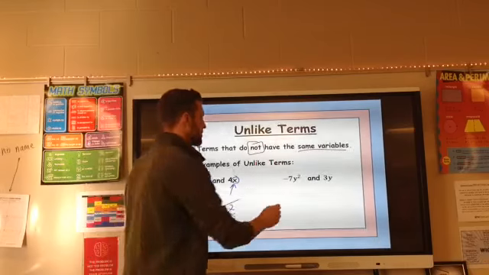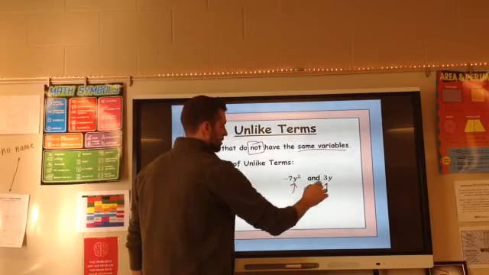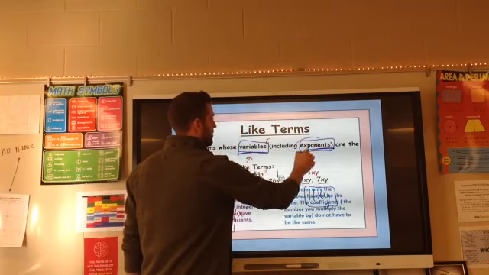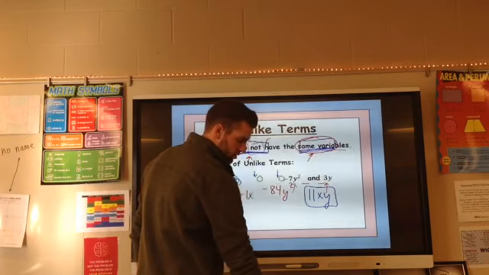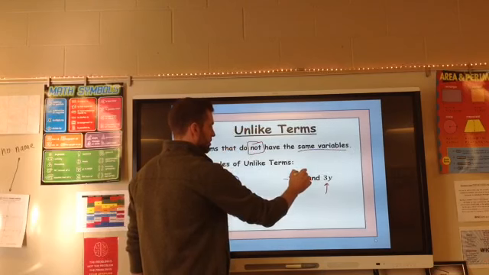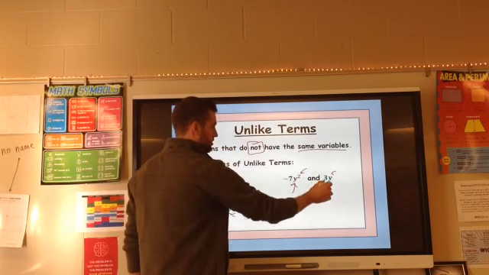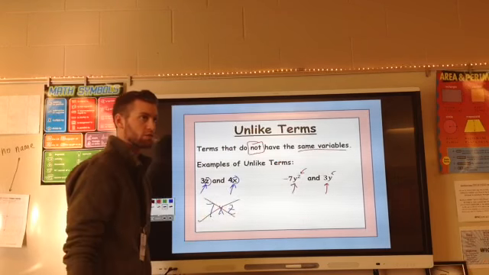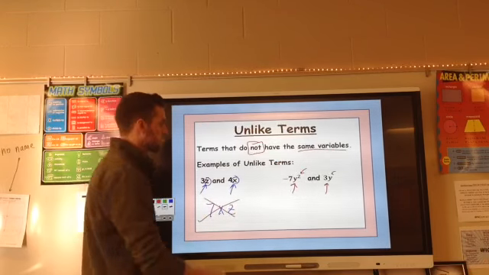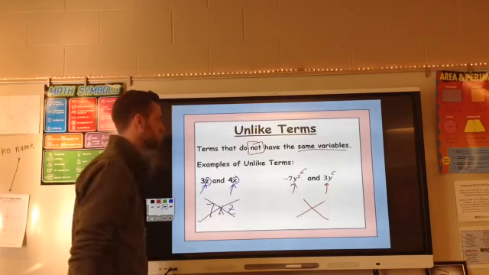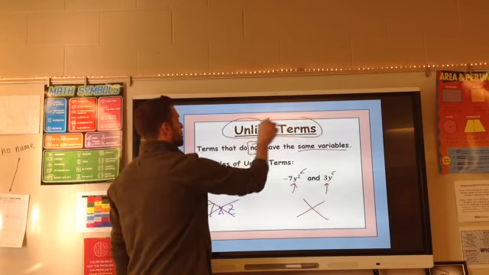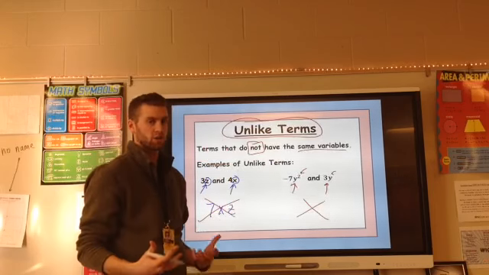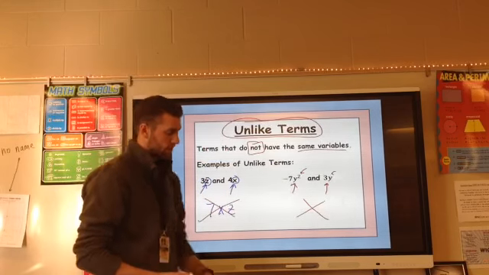Now here we have the same variable, but if we were to go back and look at what a like term is, it also has to have the same exponent. I don't have the same exponents here. This is to the power of 1, and the negative 7y squared is to the power of 2. So we cannot add these together. These are called unlike terms, when they have different variables or they have different exponents.